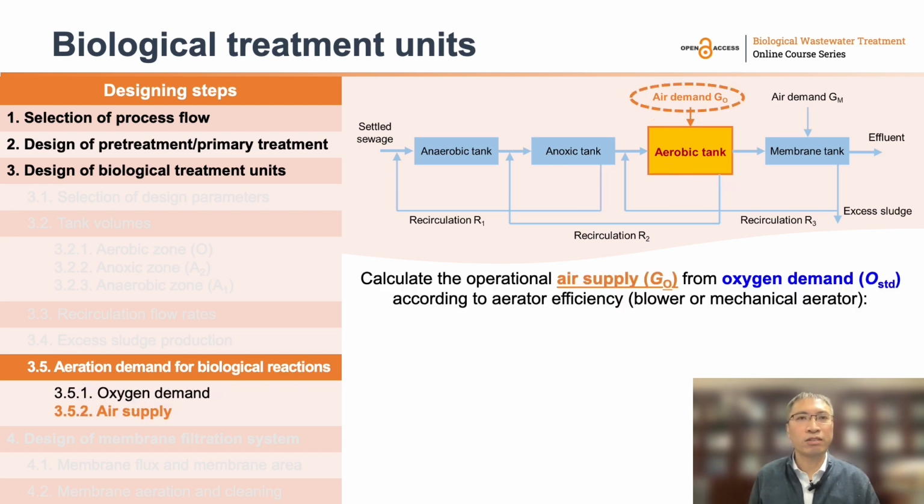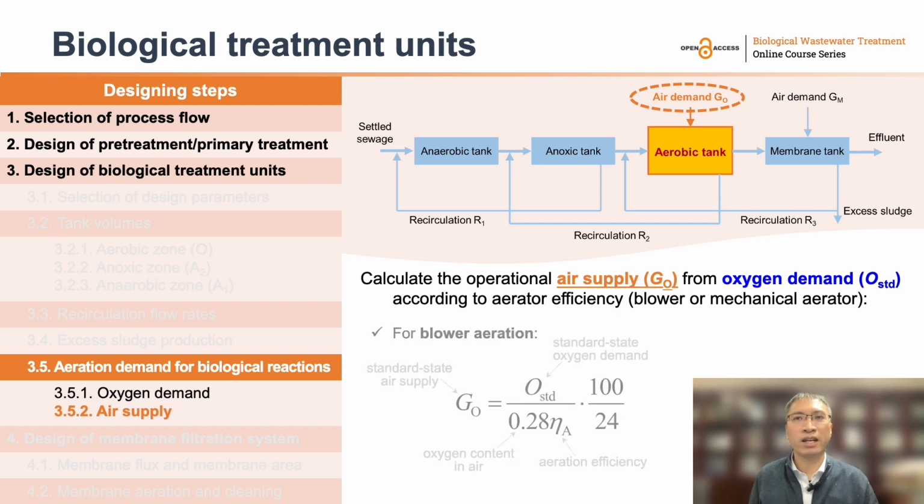Finally, after we determine the standard state oxygen demand, the operational air supply can be calculated according to the efficiency of the aerator, for example, a blower or a mechanical aerator. For blower aeration, the air supply is expressed by this equation. The result can be used for the selection of aerator pumps.